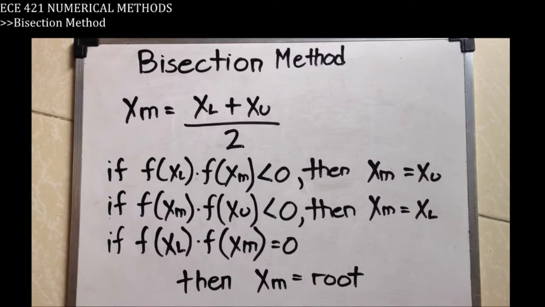If the value of function of xm times the function of xu is less than 0, the value of xm will be the new value of xl. If the function of xl times the function of xm is equal to 0, then xm is the root.